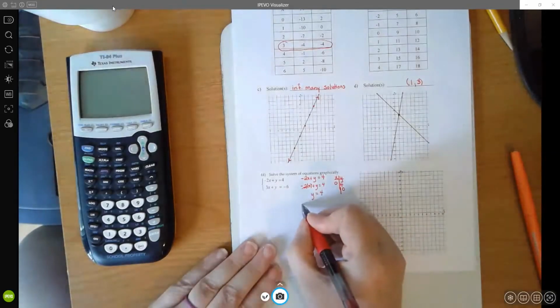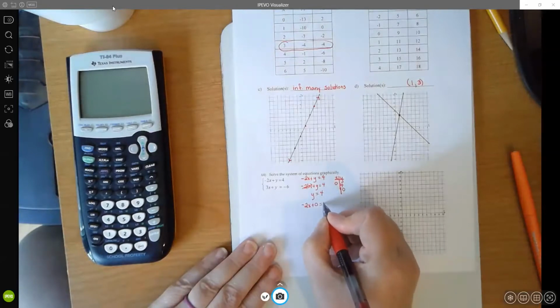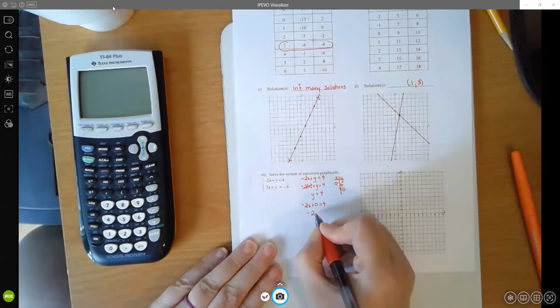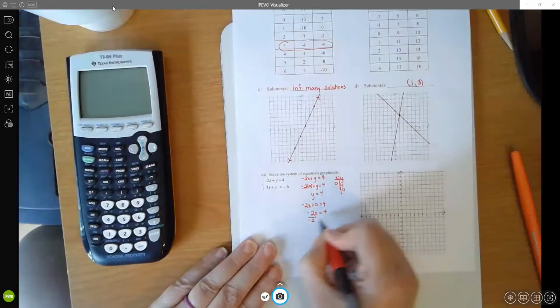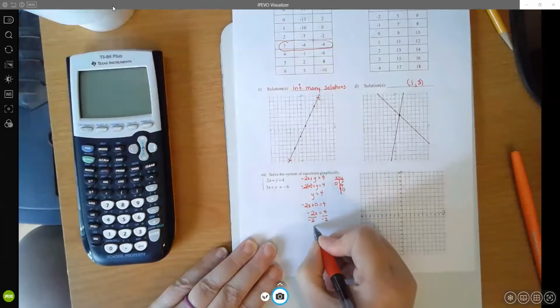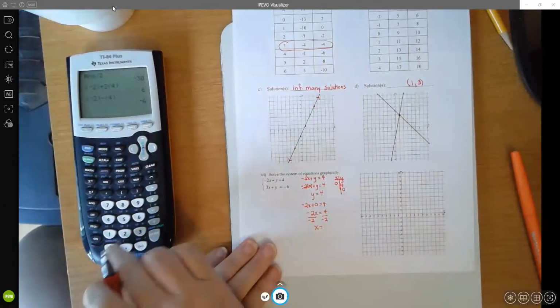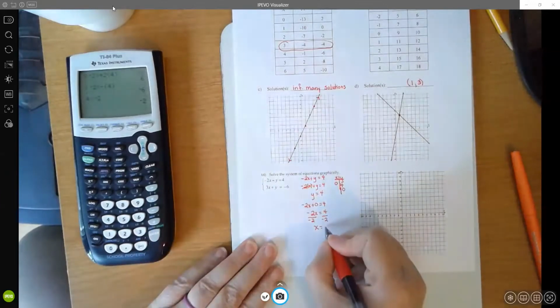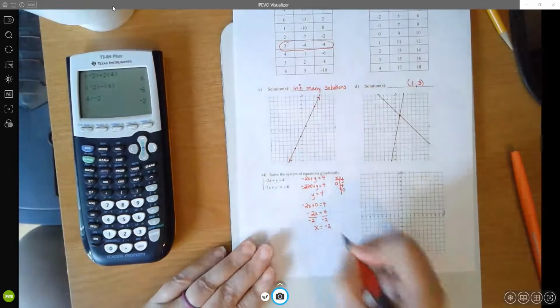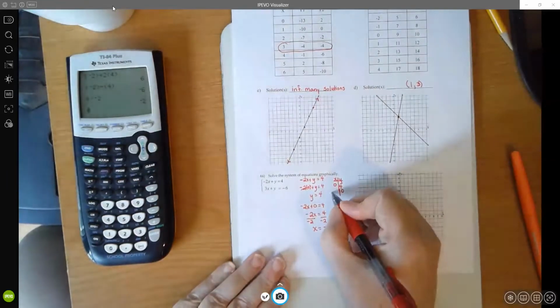The other would be negative 2x plus 0 equals 4, which is negative 2x equals 4. And then I have to divide by negative 2, which is not much harder. I can divide by negative 2, but if you need to, because of the signs, use your calculator. You shouldn't need to do it for that. That one was easy. And so we get negative 2.